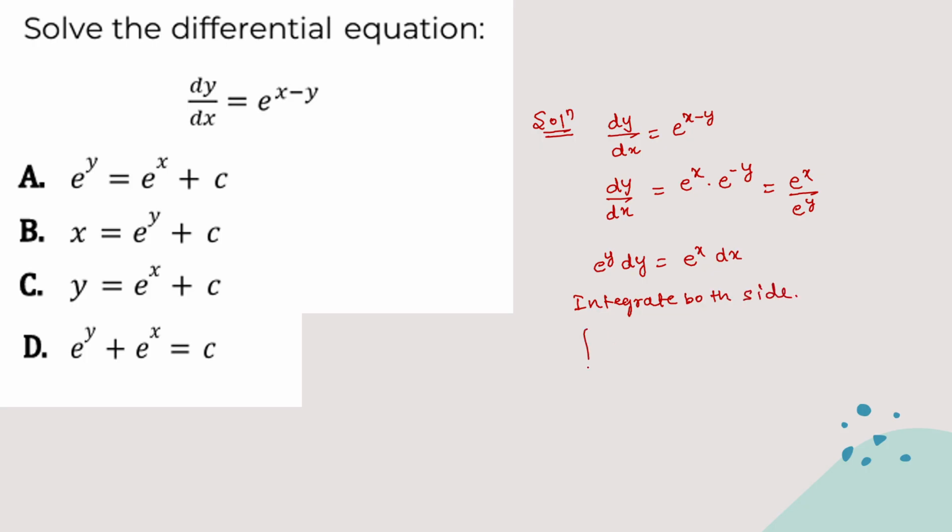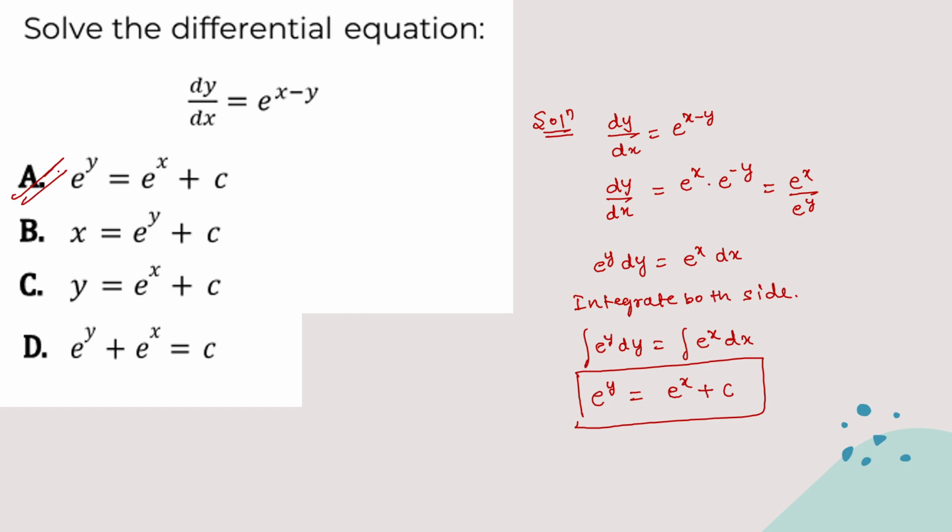As we do the integration, we already know that integration of an exponential function remains the same unless and until the exponential is raised by any power or multiplied by any constant. So in this case it will become e to the power y only, and e to the power x only, plus c, right? So this will be our final equation, and option A is the correct answer. I hope that this is clear.